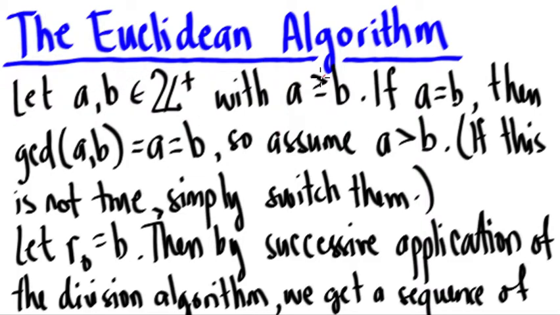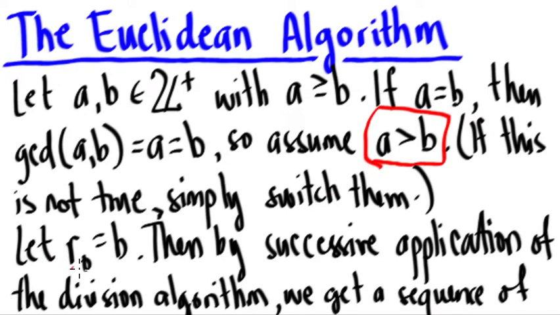So the Euclidean algorithm states that we'll first let a and b be positive integers, with a at least equal to b, or at least b, shall we say. If a is equal to b, then the GCD, the greatest common divisor of a and b, is just equal to a, which is equal to b. If they are equal, that's very boring and tedious. So we'll assume that a is strictly greater than b. If this is not true, we'll just simply switch them. The dividend must be greater than the divisor.